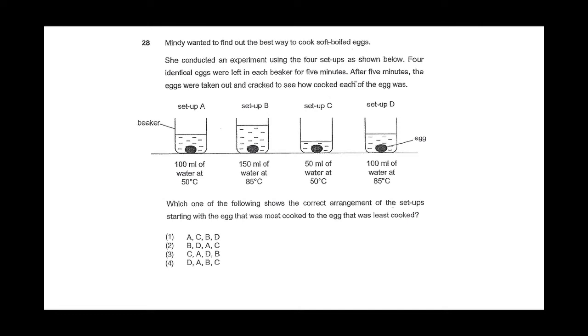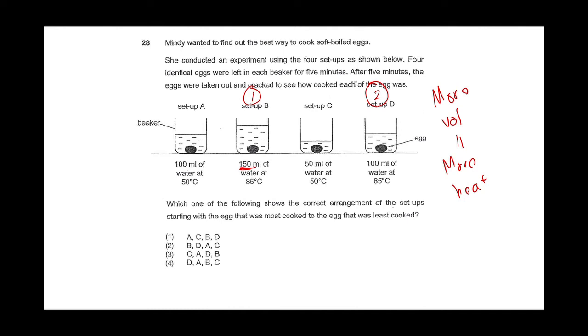So I told you before, when you have more volume of water, more volume means more heat, but you also need to look at the temperature. So you realize that both B and D are 85 degrees Celsius, but because the volume of B is the highest, this one has the most heat, so this is number 1. Then the 100 milliliter one has 85 degrees Celsius but less water than B, so that's why it has the second most amount of heat.